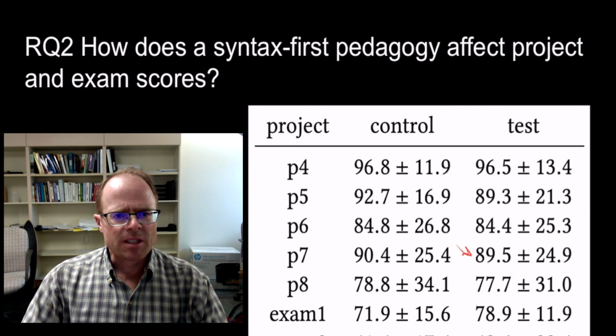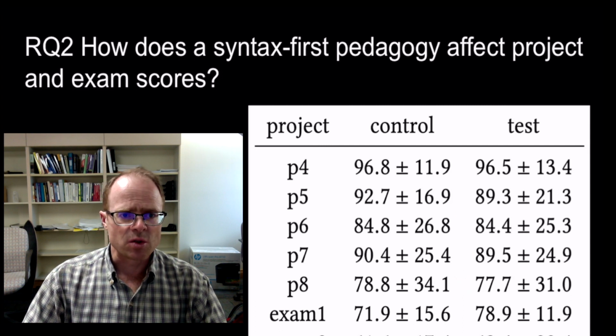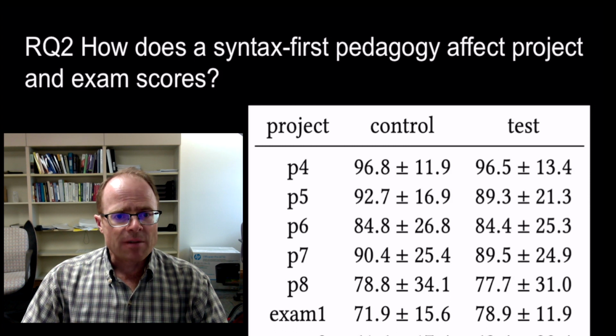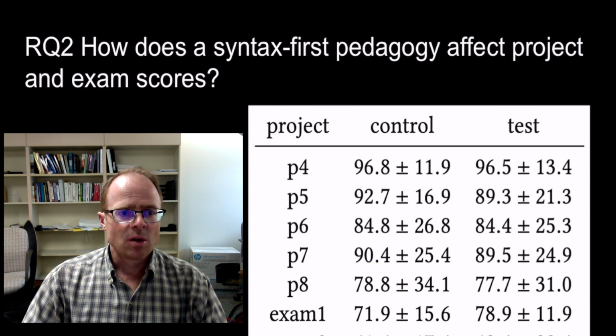You can see from the table that every project scored higher among control students than test students. For example, the average score for Project 8 in the control group was 79, while the test group average was 78. Statistical significance was very low, so we can't read too much into it. But the next surprise is that while project scores went down, exam scores went up.